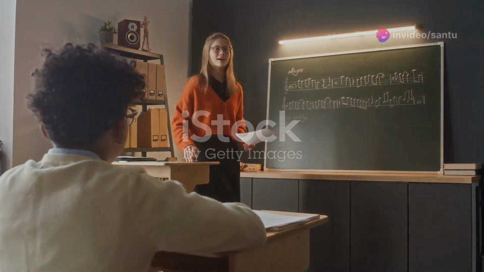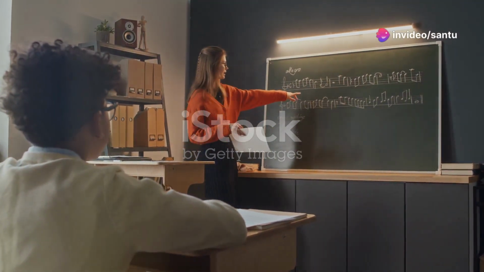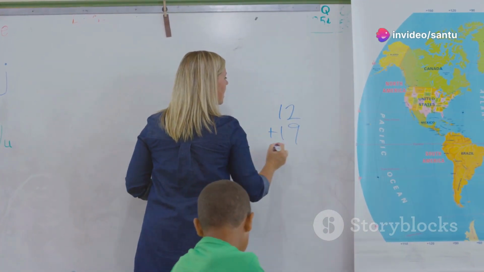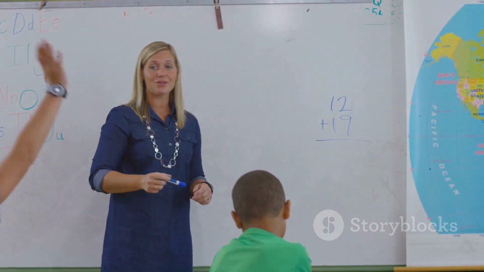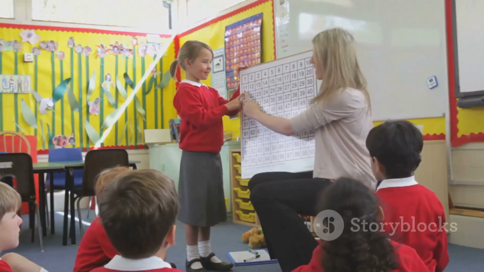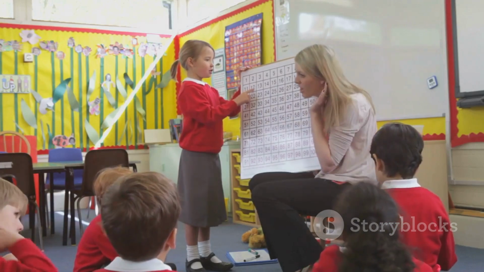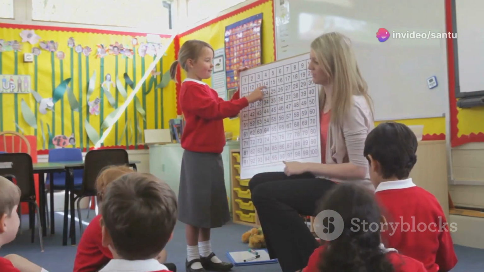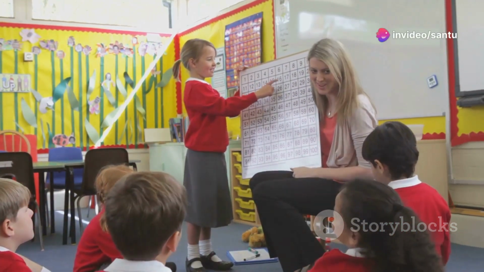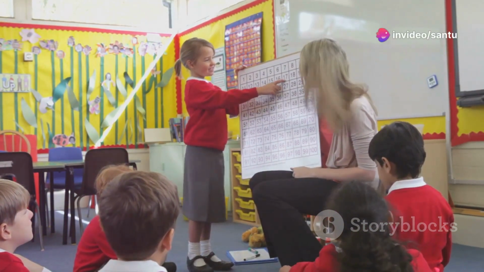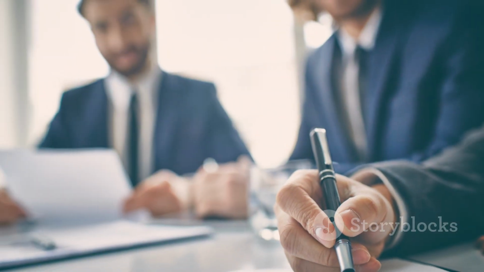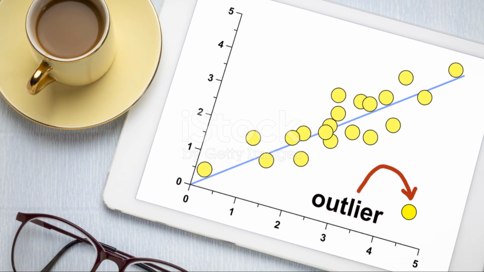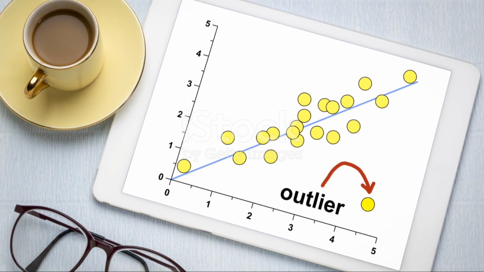Section 9. Comparing the titans, Pearson versus Spearman. Now that we've explored both Pearson's and Spearman's correlation coefficients, let's compare their strengths and weaknesses. Pearson's coefficient is the more commonly used measure of correlation and is appropriate when the data is numerical and the relationship between the variables is linear. It's sensitive to outliers, meaning that extreme values can significantly influence the correlation coefficient.